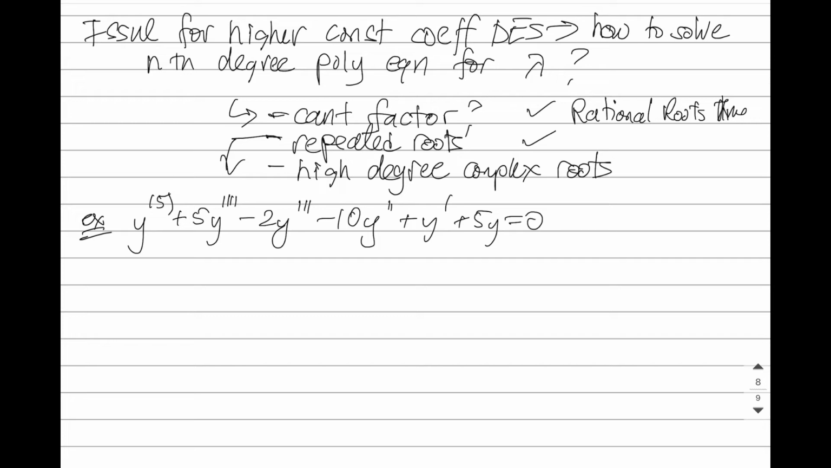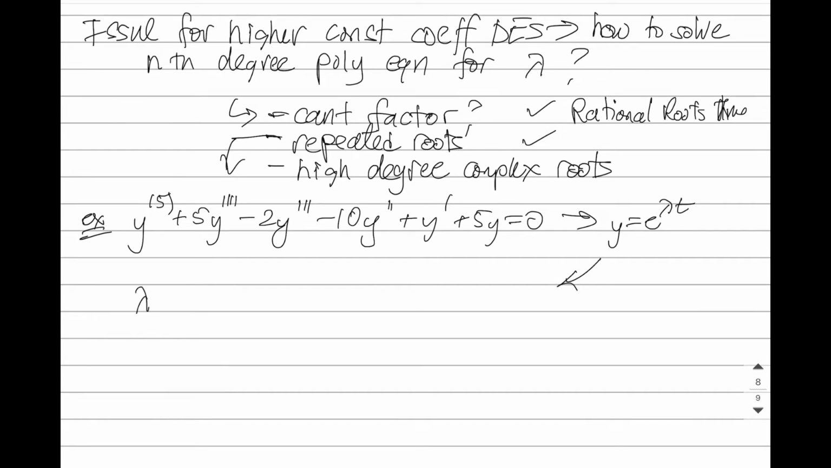So for example, if we have this fifth order constant coefficient differential equation, we know that we should always try y is e to the lambda t. Repeated use of the chain rule is just going to bring in an additional factor of lambda. Once we sub this all in, we're going to get a characteristic equation that mirrors the original differential equation, and it becomes a fifth degree algebra problem.